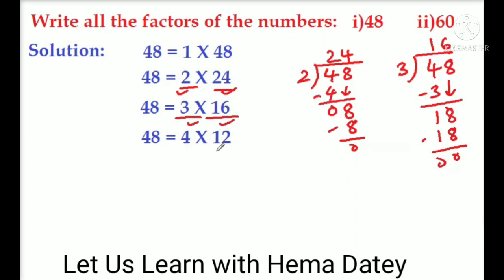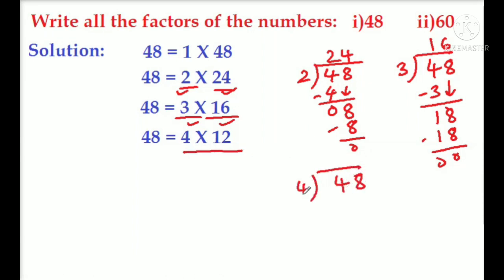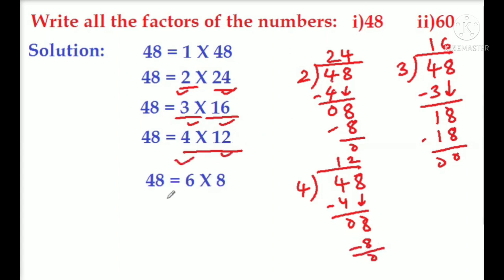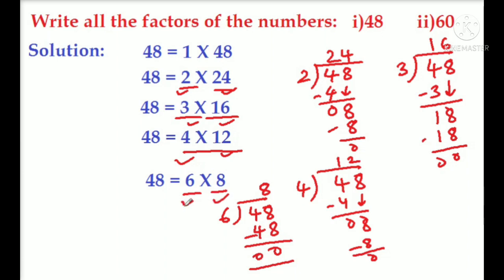When you divide 48 by 4, you get quotient 12. 4 1 is 4, 4 2s are 8. It shows that 4 and 12 are also the factors of 48. 5 is not a factor of 48. Next, 6 and 8. If you divide 48 by 6, you get 8. It shows that 6 and 8 are also factors of 48.